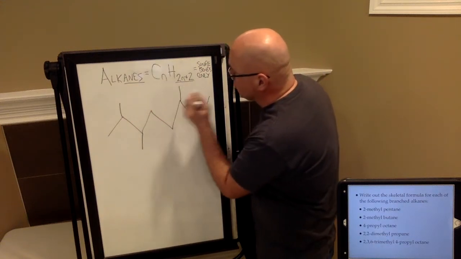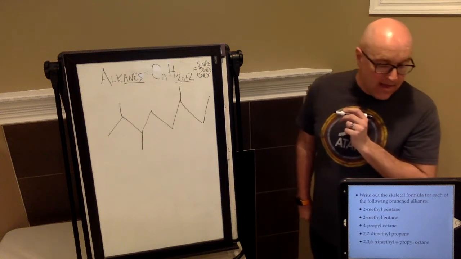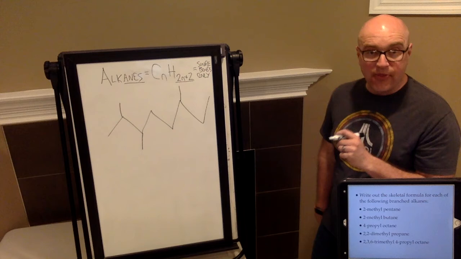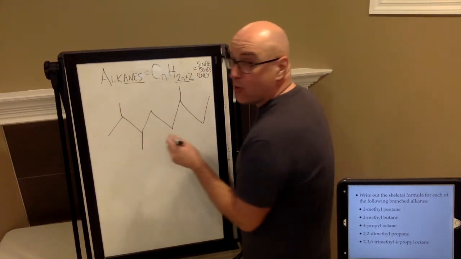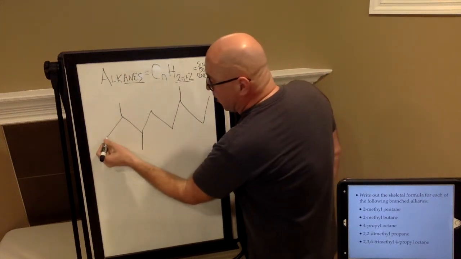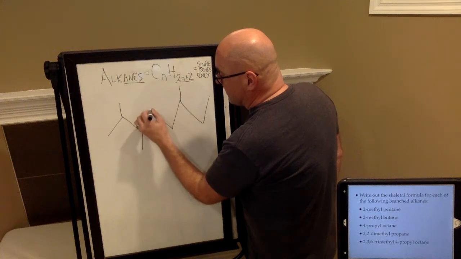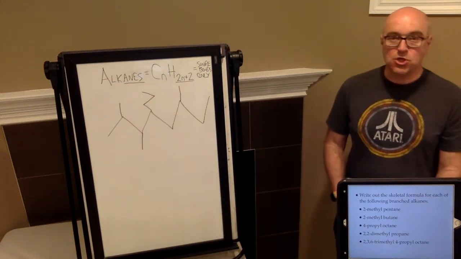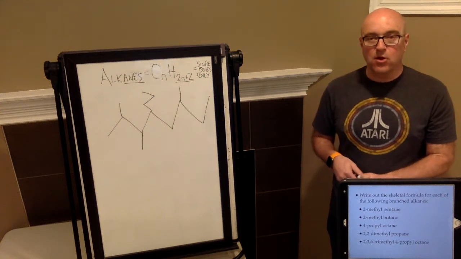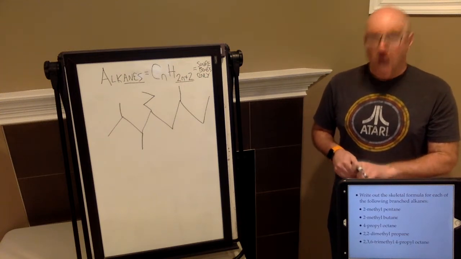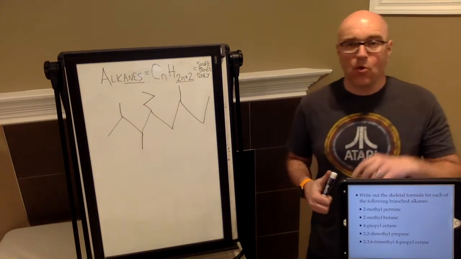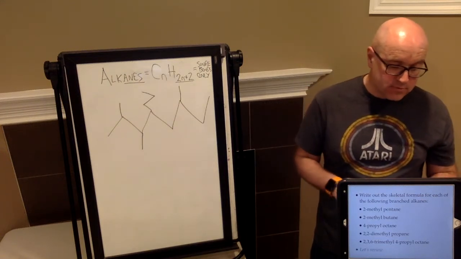So there's a methyl group on number 6 as well. And then I've got a propyl group, which is going to be 3 carbons on the 4th carbon. So 1, 2, 3, 4. There's my propyl. 1, 2, 3. So that is going to be 2,3,6-trimethyl-4-propyloctane. There you go. That's how you basically work with alkanes.